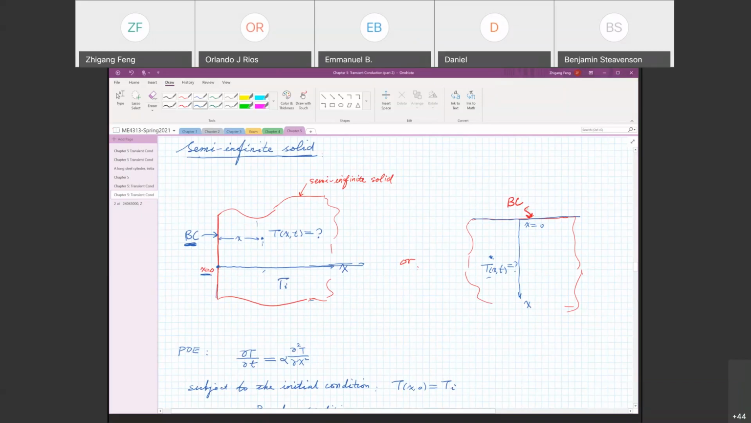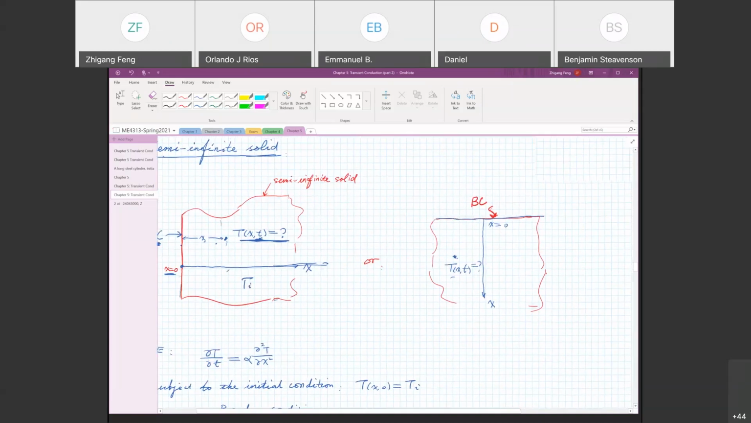For example, we can heat the surface at x equal to 0. So at the surface, we add heat. Now the temperature of the solid will change with respect to time t. We want to know what the temperature is at a distance x away from the surface at a particular time t. That's the question we want to find.